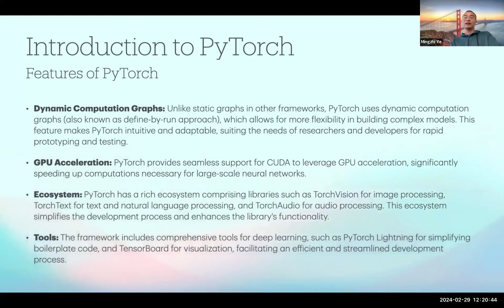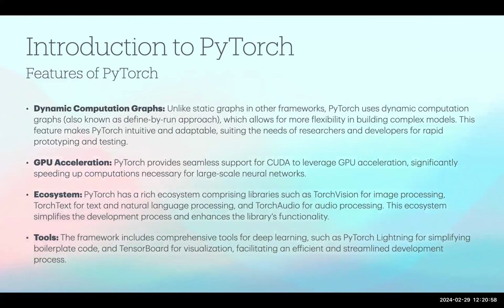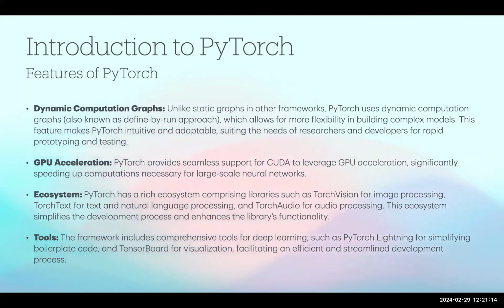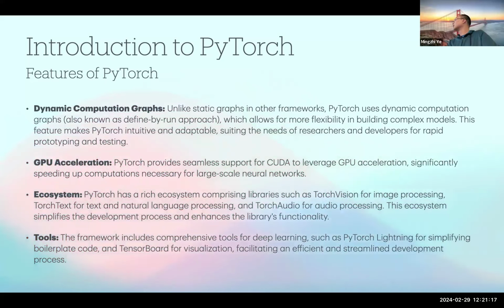And it also has a very rich ecosystem. It comprises libraries such as torchvision for image processing, torchtext, and also torchaudio for text and audio processing. This ecosystem simplifies the development process and enhances the library's functionality. It also includes comprehensive tools for deep learning, such as PyTorch Lightning for simplifying the boilerplate code, and TensorBoard for visualization. With the help of them, it can facilitate an efficient and streamlined development process.